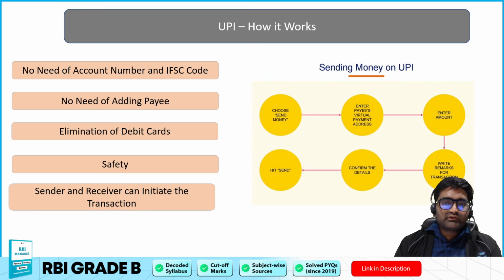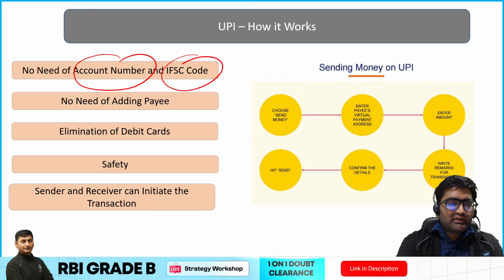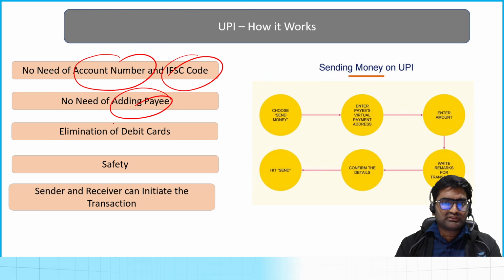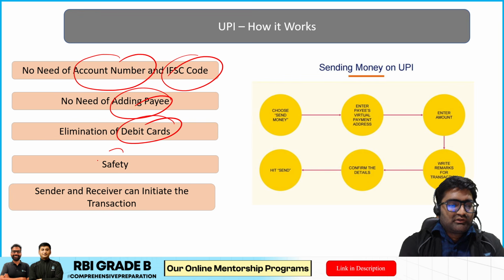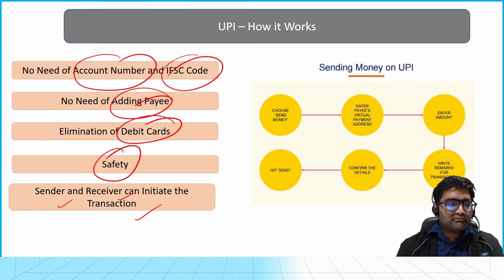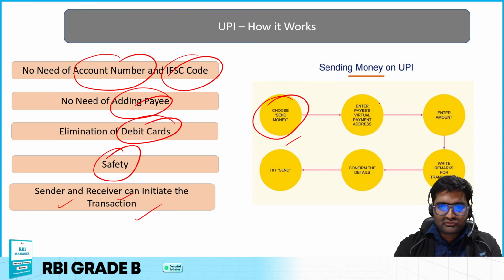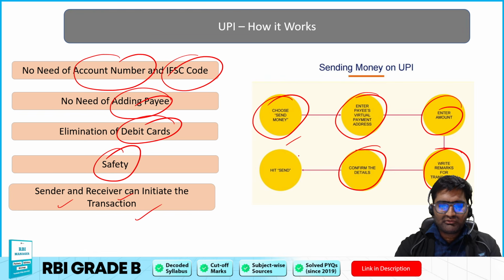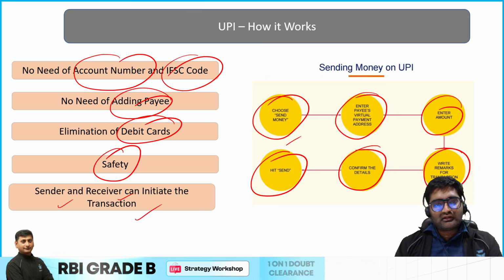Now, if we see the advantages, there's no need of the account number or IFSC code being shared. There's no need of adding anyone as a beneficiary or payee, which we needed for the online banking system. Debit cards are not required. It is safe. Sender and receiver, anyone can initiate this transaction. And how to send the money: you choose to send, enter the payee's virtual address, enter the amount, write remarks, confirm the details, and hit send, and the money will be sent. You know it better, right? That is how UPI works.